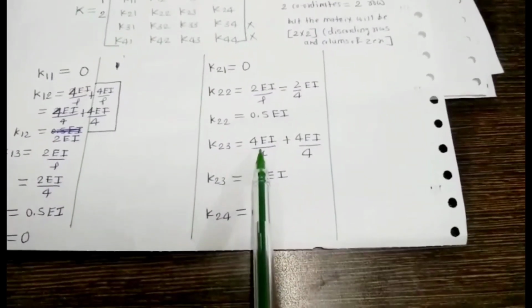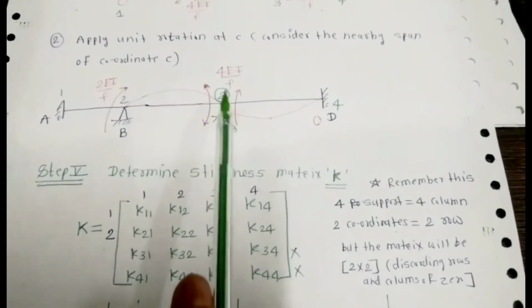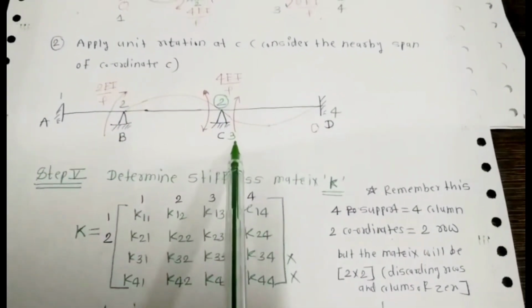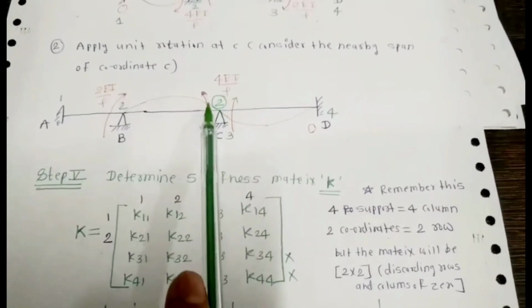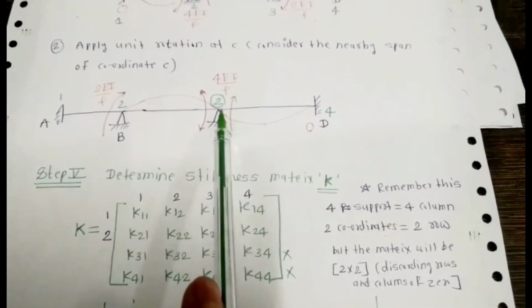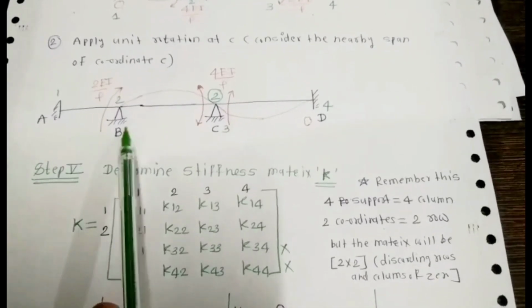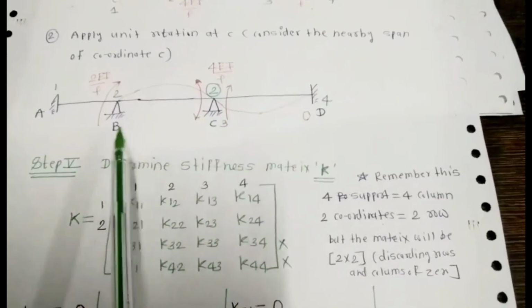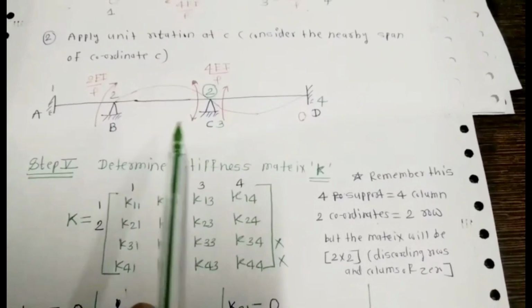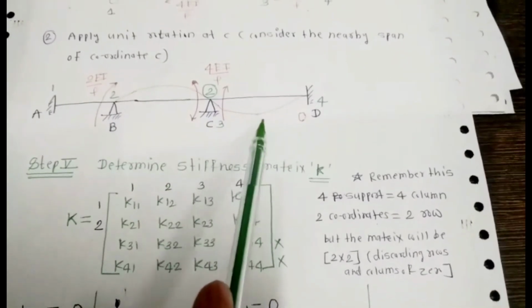K23 is the second coordinate effect on the third point. You will see here it is 4EI upon L plus 4EI upon L, that is 8EI upon L. L will be different for BC as well as for CD, but here L is 4 meter for each span.